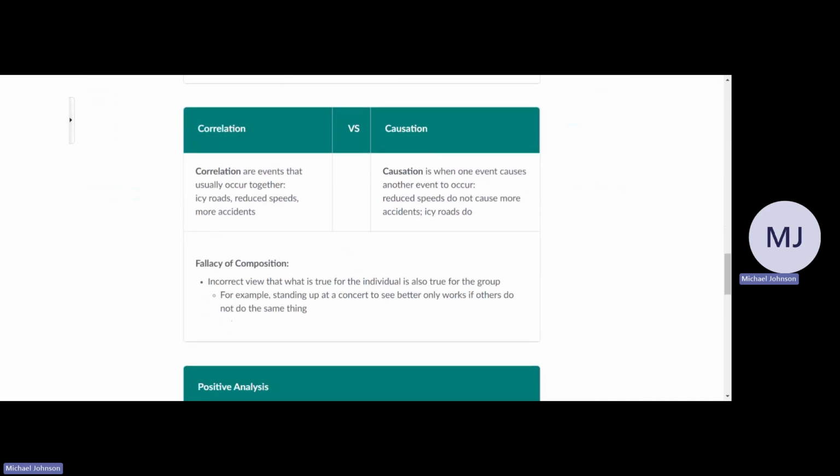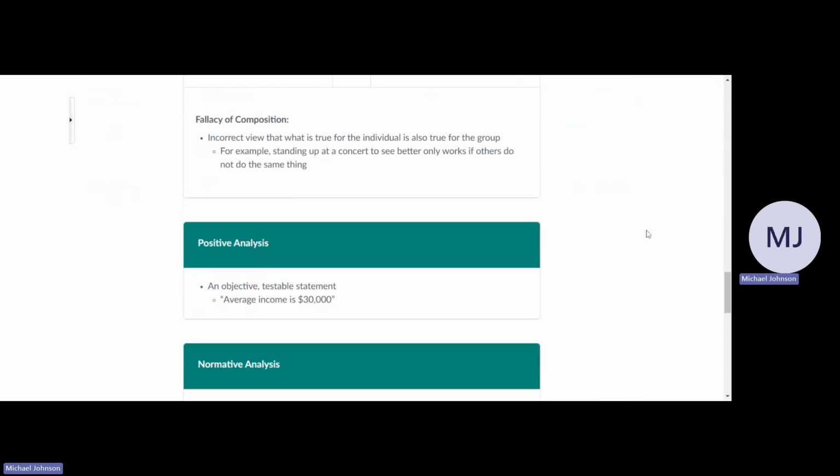So correlation is events that usually occur together. Icy roads, reduced speeds, more accidents, versus causation. Causation is when one event causes another event to occur. Reduced speeds do not cause more accidents. Icy roads do. So it's very important to distinguish between correlation and causation.